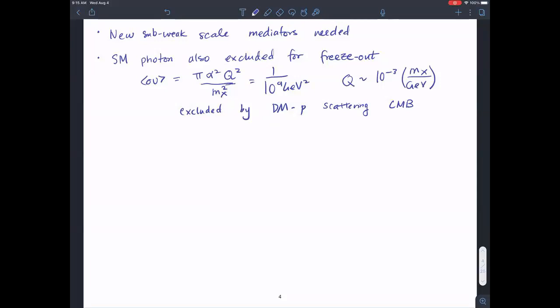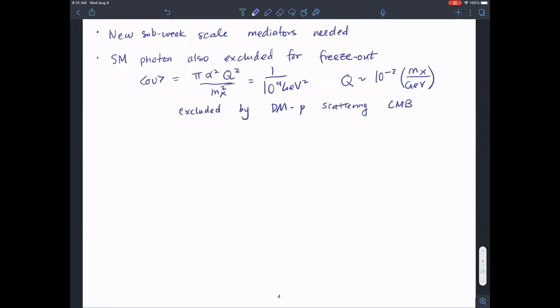And another possibility that I'll return to is that freeze in is possible. So I'll just mention that here. So freeze in of charged dark matter is still allowed because there you don't need such a large charge. The charges are actually more like 10 to the minus 9 or 10 to the minus 10, and that is an allowed model that we'll return to.